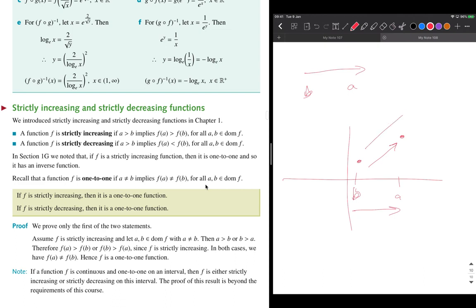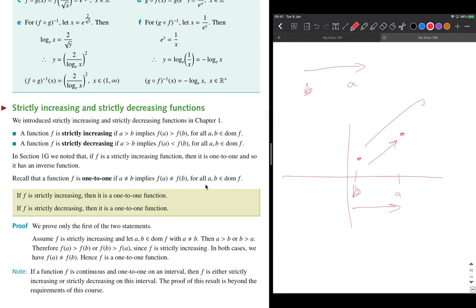In other words, it can't come back down again. Once it's going up, it has to continue going up. That's what strictly increasing means. It means going up always. Strictly decreasing is just the opposite. It's going down always. So don't confuse this. It's very straightforward. Strictly increasing means going up always, and strictly decreasing, going down always.